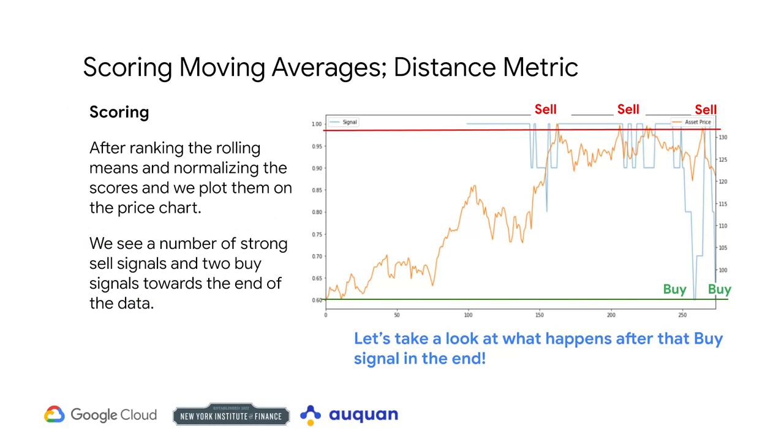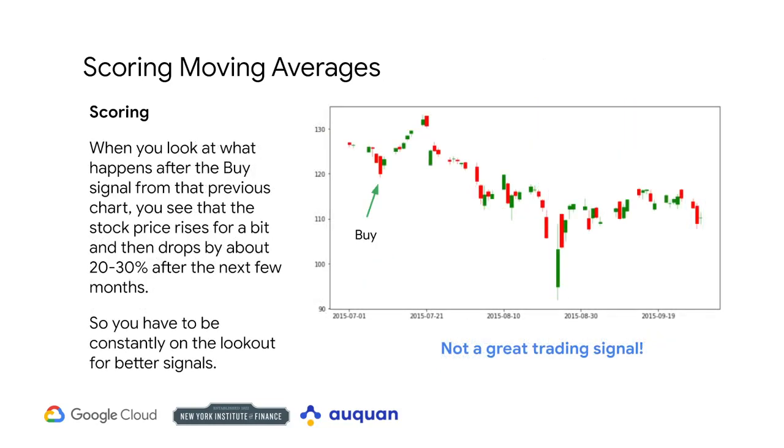After ranking the rolling means and normalizing the scores, we plot them on the price chart. We see a number of strong sell signals followed by a weak buy signal, another strong sell signal, and then a weak buy signal. Next, we will look at what happens after the final buy signal. When we look at what happens after the buy signal from the previous chart, we see that the stock price rises for a bit and then drops by about 20 to 30% over the next few months. Not good. So you have to constantly be on the lookout for better signals.